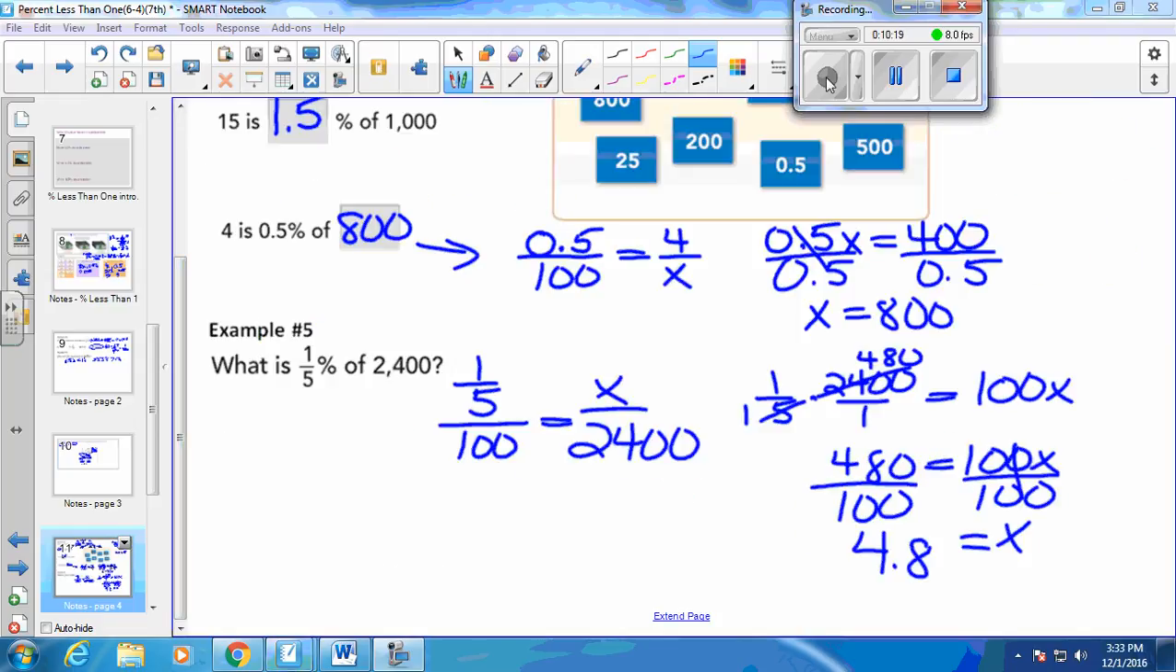Okay, so on this one, I've got 1/5 divided by 100 equals x divided by 2,400 because it says of 2,400, so I know that number goes in the denominator. I'm then multiplying 1/5 times 2,400, and I noticed right here that I can go ahead and cross cancel. So 2,400 divided by 5 will give me 480. I rewrote my equation, 480 equals 100x, then divide both sides by 100 to get 4 8/10.